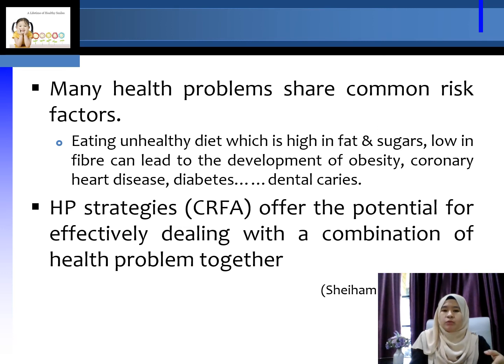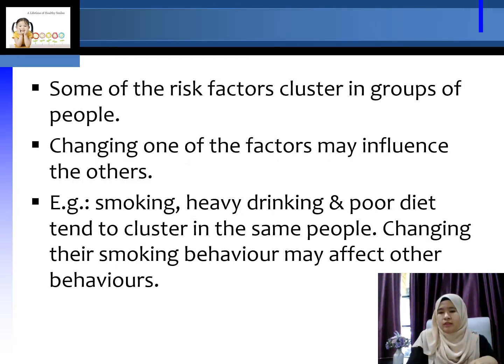Health promotion strategies offer this common risk factor approach the potential of effectively dealing with a combination of health problems together. Some of the risk factors cluster in groups of people, and changing one of the factors may influence the others. For example, smoking, heavy drinking, and poor diet tend to cluster in the same people, so changing their smoking behavior may affect the other behaviors.